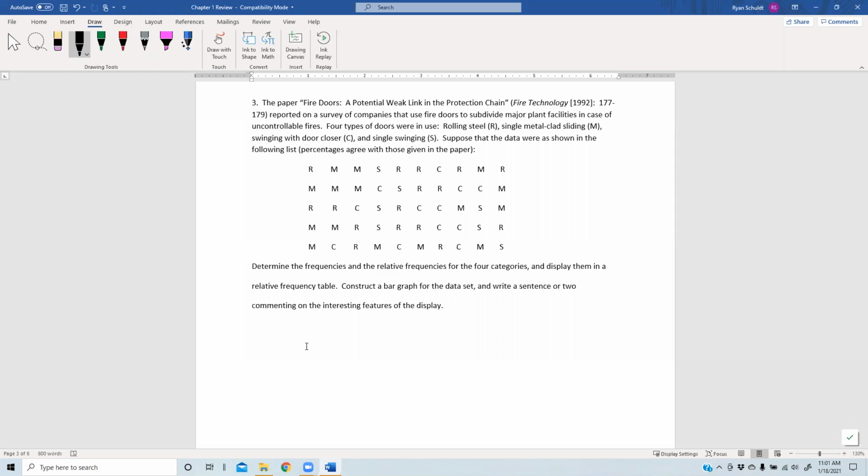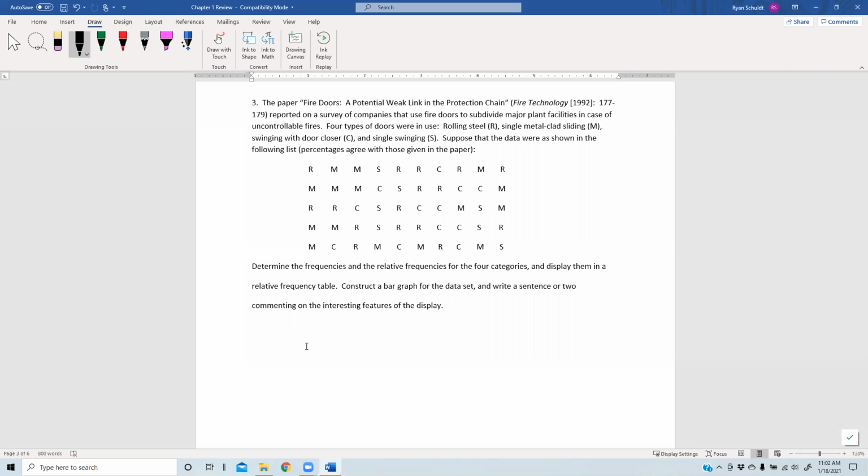And the percentages that we'll find agree with those given in the paper. Just a little FYI. Determine the frequencies and relative frequencies of the 4 categories and display them in a relative frequency table. Then construct a bar chart for the data set and write a sentence or 2 commenting on interesting features.